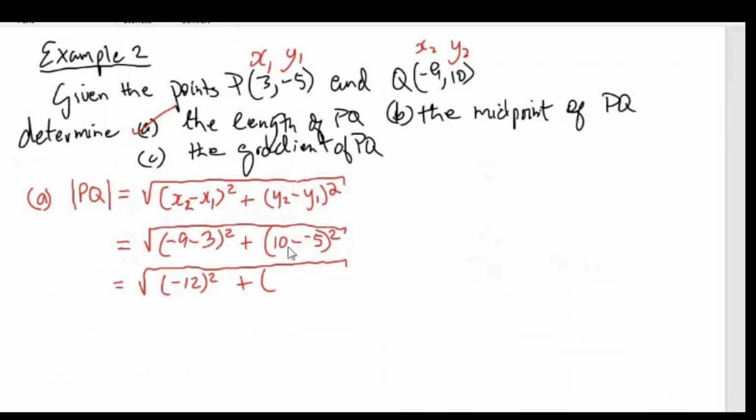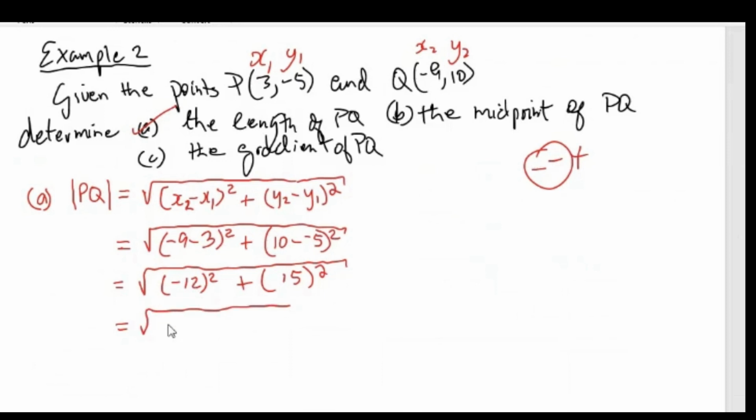Now, use a calculator again. 10 minus -5, you'll get 15, because subtracting the negative is the same thing as adding a positive. So really it's 10 plus 5, which is 15 squared. As I said, you can actually use a calculator to do that.